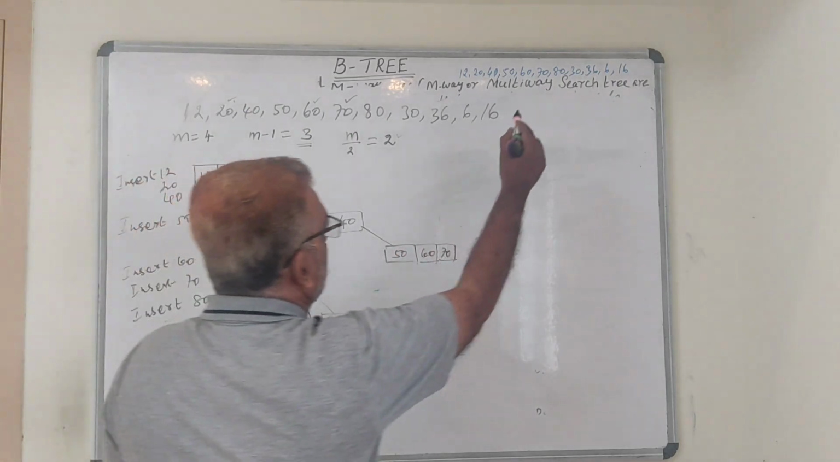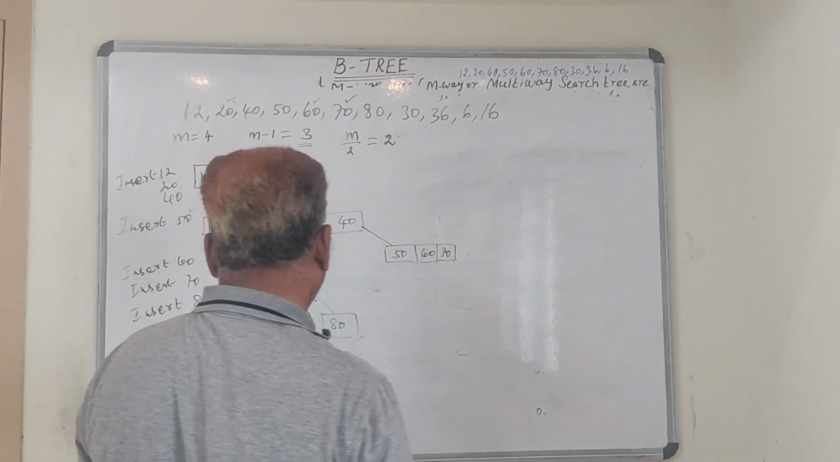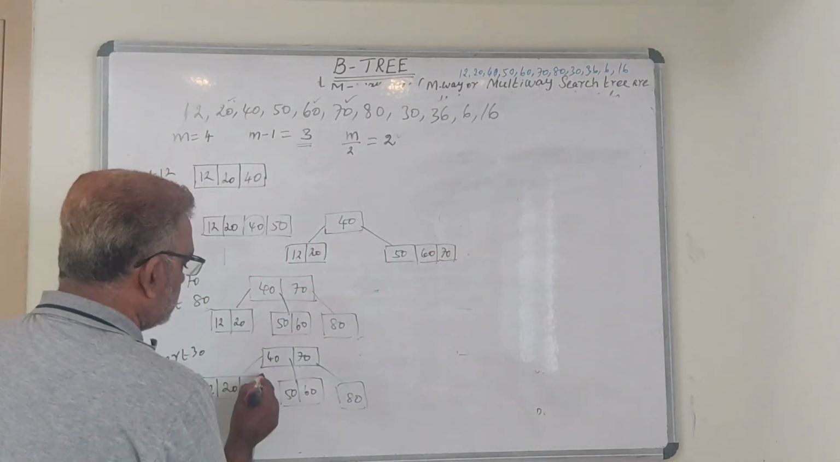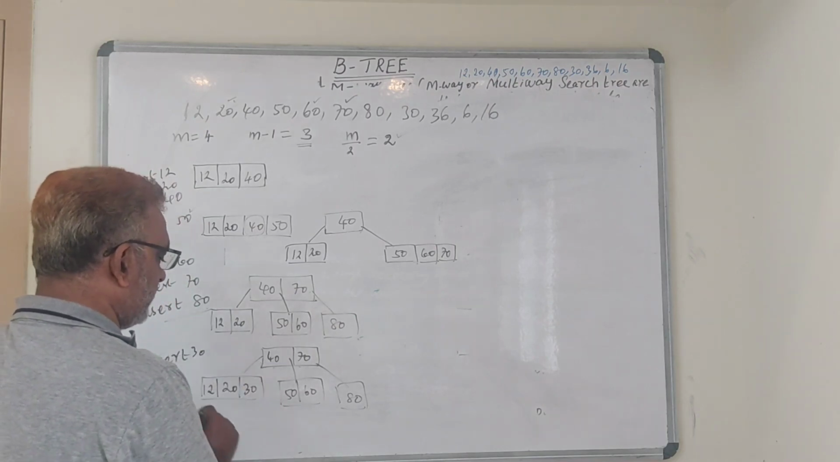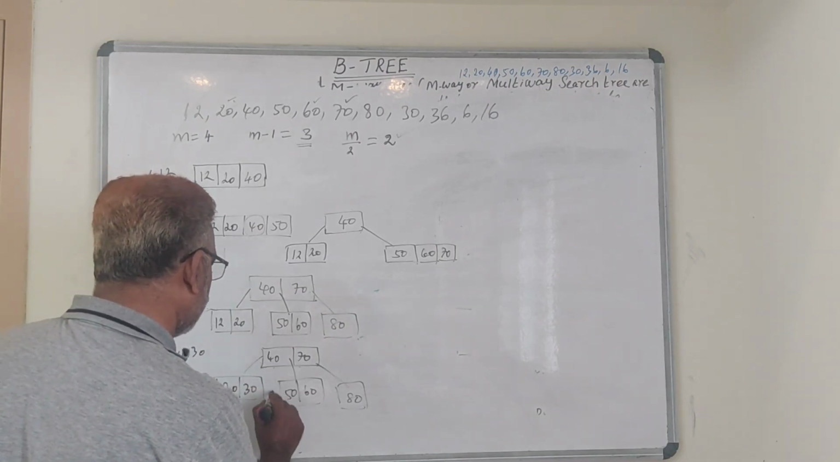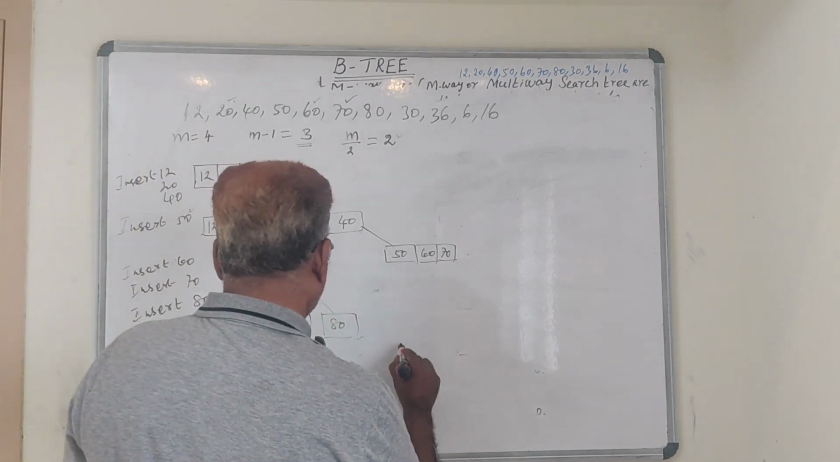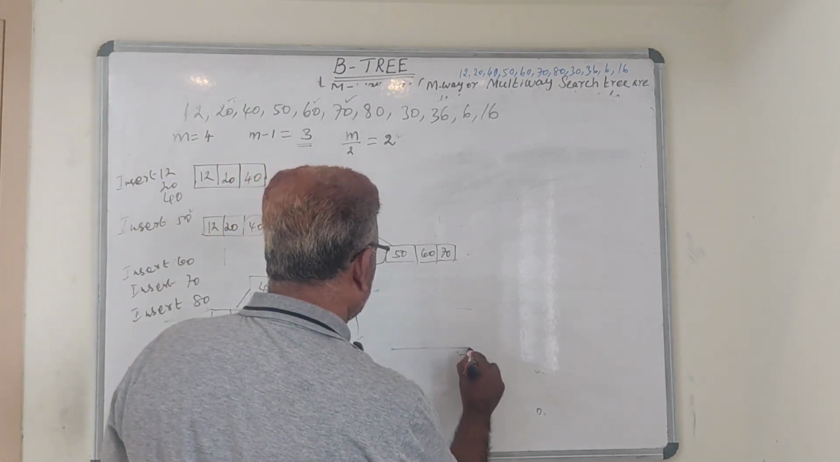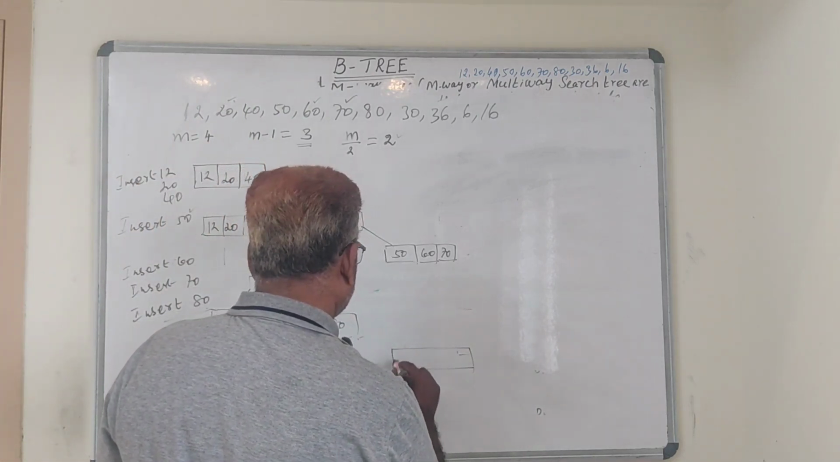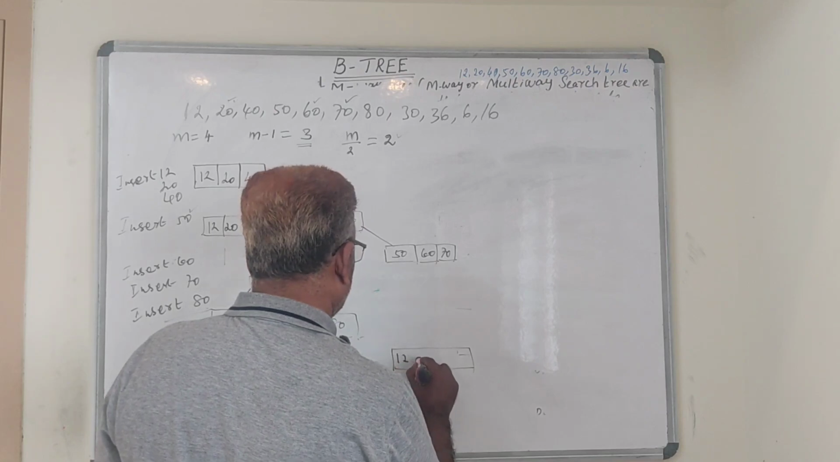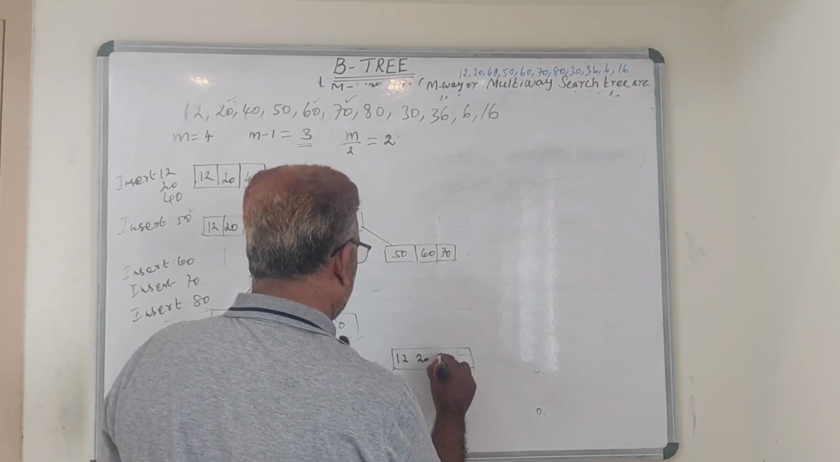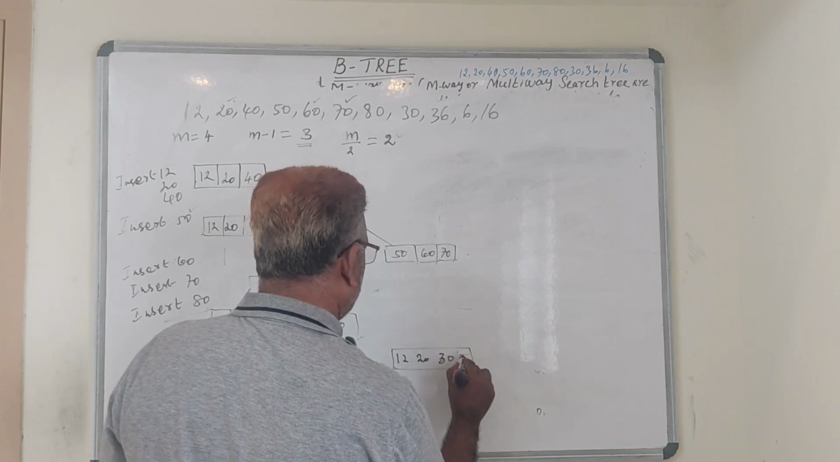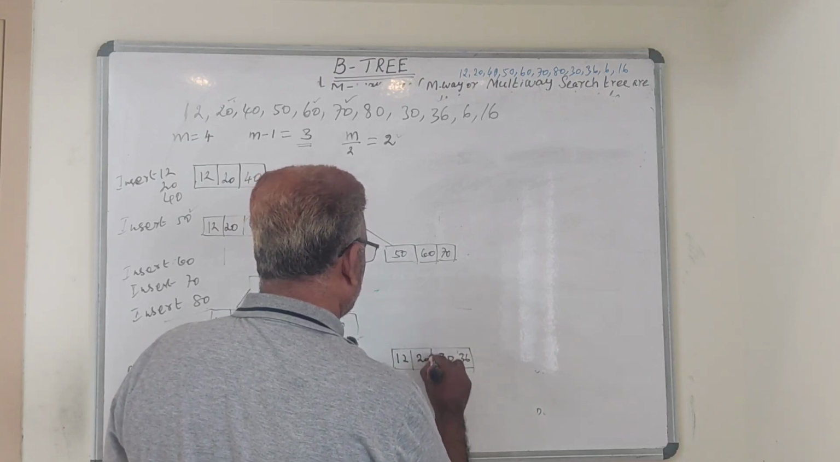Now what is the next value? That is 36. 36 we have to insert. So again 36 is lesser than this 40. So what will happen? It will get inserted only here. So as a result you have the values 12, 20, and 30, then 36.